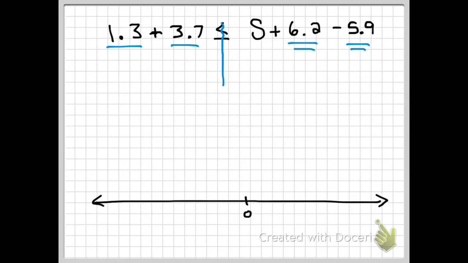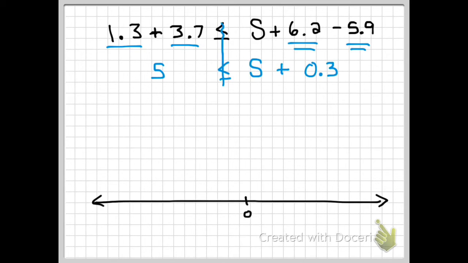So we have the 1.3 and the 3.7, which actually is nice. It works out to be a whole number of 5, all right? The s will not be messed with yet. And then we have the 6.2 minus the 5.9, right? Which ends up giving us a positive, because we are going to subtract, a positive 0.3.